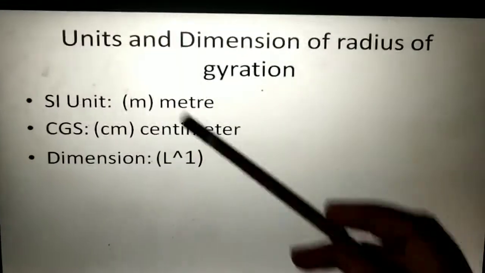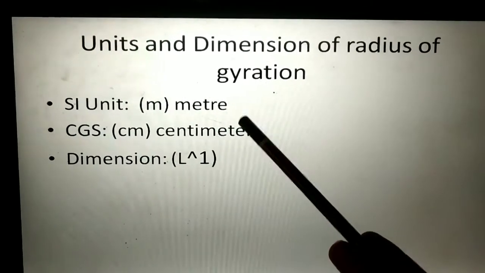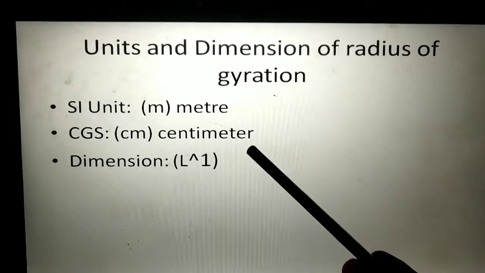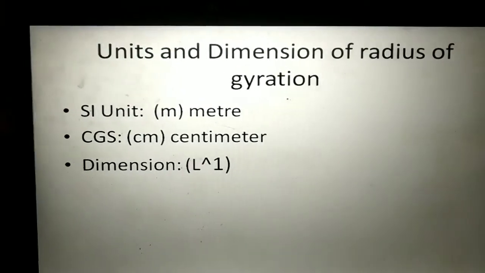Now next, let us see the units and dimension. It is just a radius, so it will be measured in meters. The SI unit will be meter, CGS will be centimeter, and the dimension will be L raised to 1. Got it? Thank you.